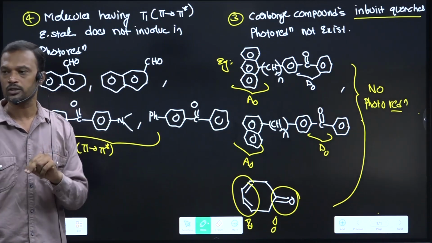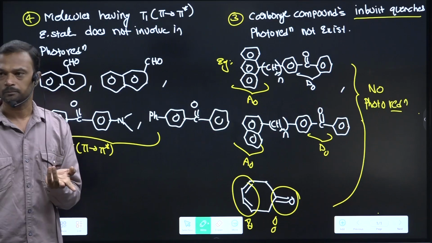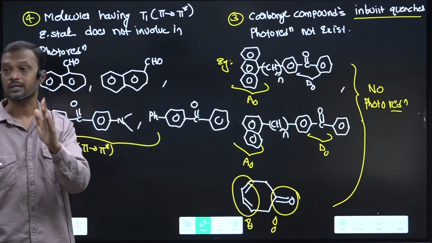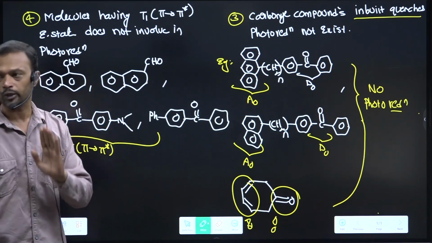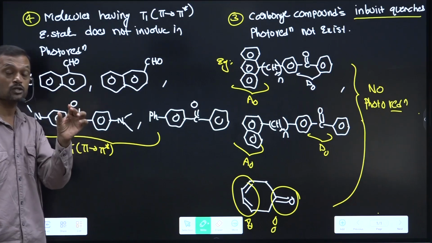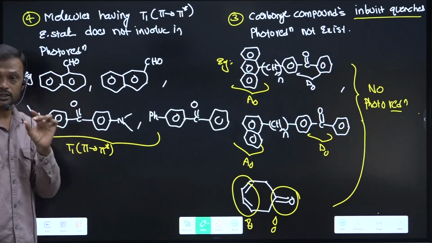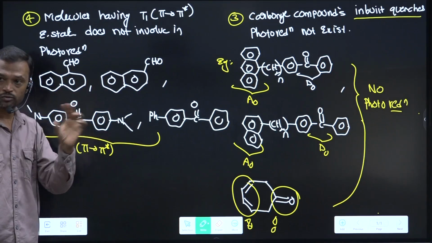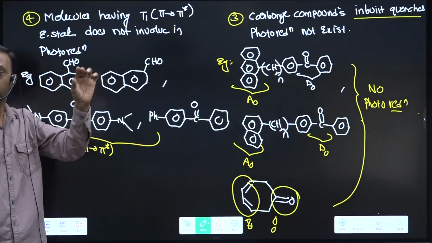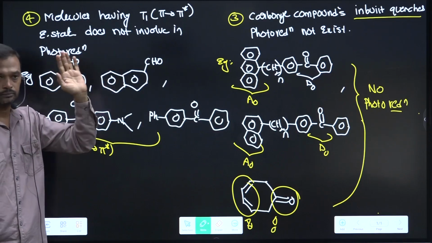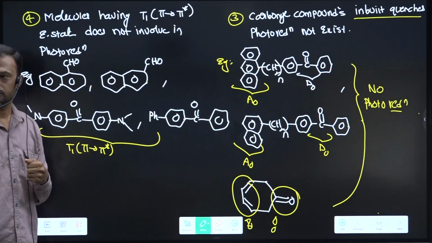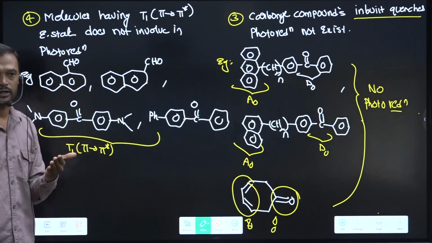Out of these 2, which is low energy? n to pi star. Pi to pi star is 178, and I wrote n to pi star around 220. Okay? So whichever transition is low energy by absorbing UV visible, only that transition is responsible for any reaction. But for photoreduction, n to pi star is required.